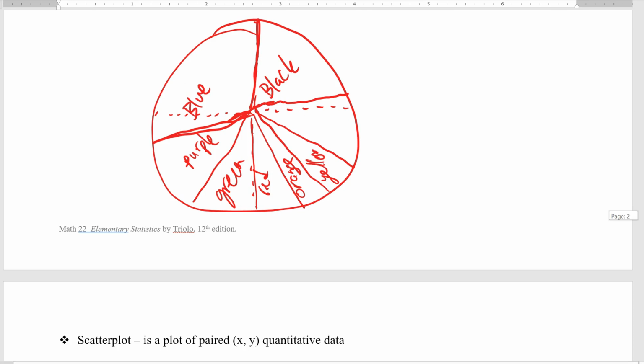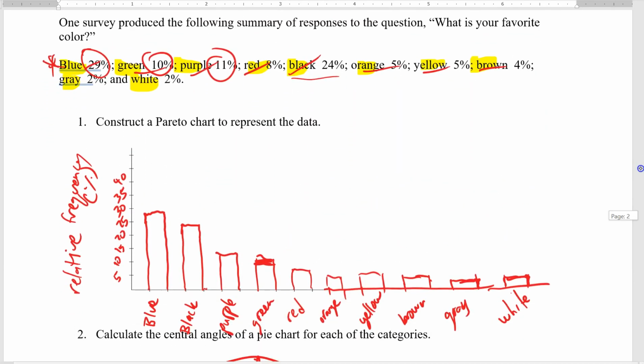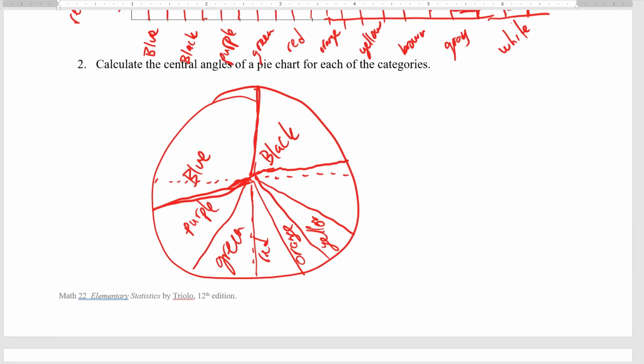And then what's left? We have brown, gray, and white. Brown is 4%. And then the gray and white should be the other kind of split in half. Gray and white. If I have something like this on the test or quiz, it's not going to be this many categories, but I'm just kind of showing you how I ballpark it.